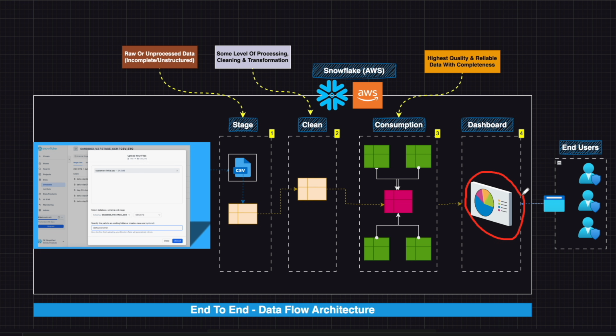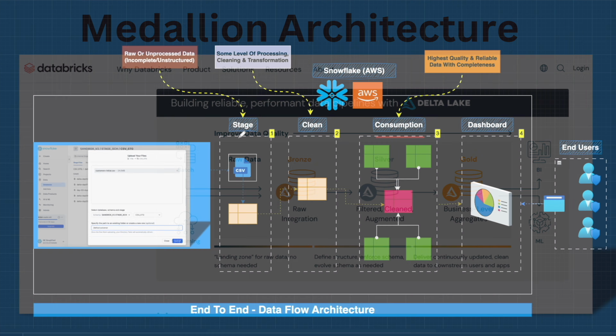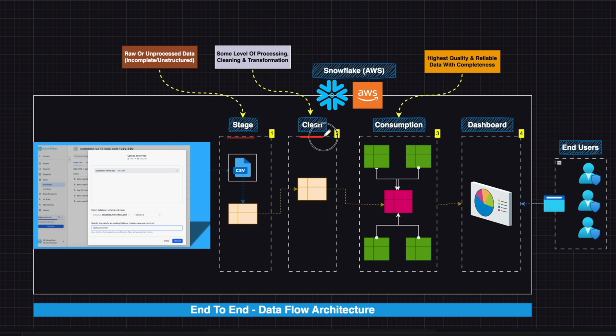90 to 95% of data engineering projects will follow this architecture where you may have a slightly different naming convention. Some organizations say raw or stage. Some organizations will give the names cleansing, curation, and here in the consumption, they may give a name called modern layer. If you follow the Databricks architecture, they call this a medallion architecture where it starts with bronze, then silver, and then gold. As you go from left to right, the data quality increases and becomes more and more consumable.